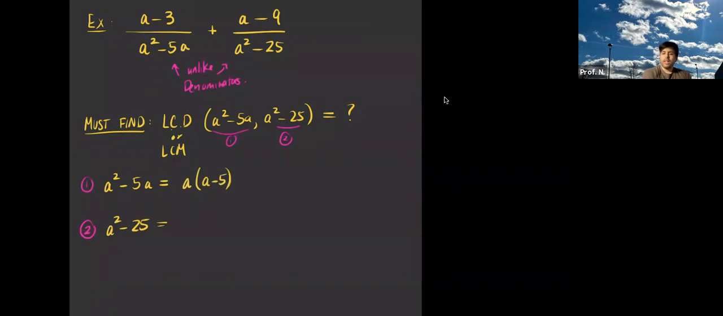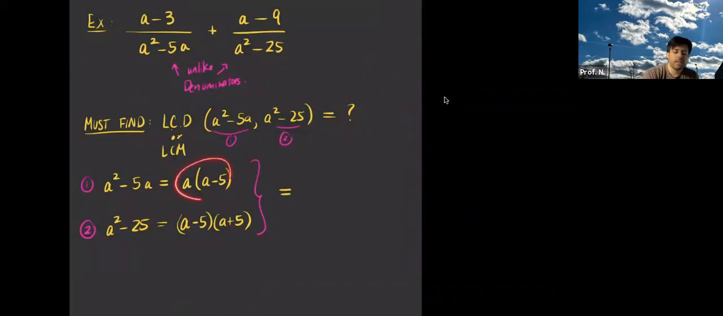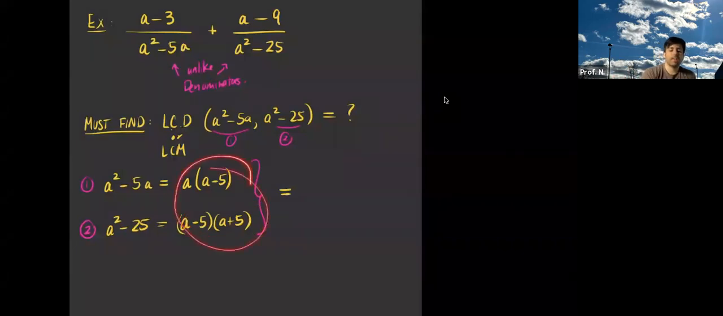And then look at the second one, a squared minus 25. If I factor that, what does that become? That becomes a minus 5 times a plus 5. Now, what I want to do is find the least common multiple of these two expressions. What that simply means is, what would be the multiple that includes all the factors that this one has, and all the factors that this one has? What would be the expression that contains all of these factors at once?